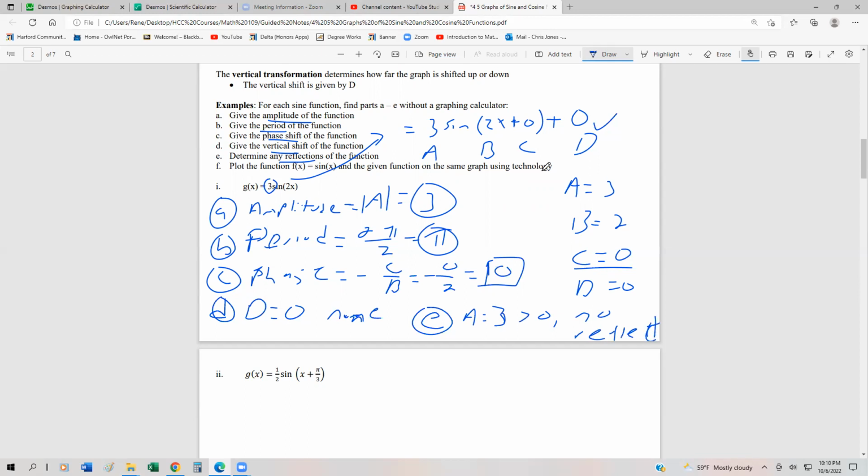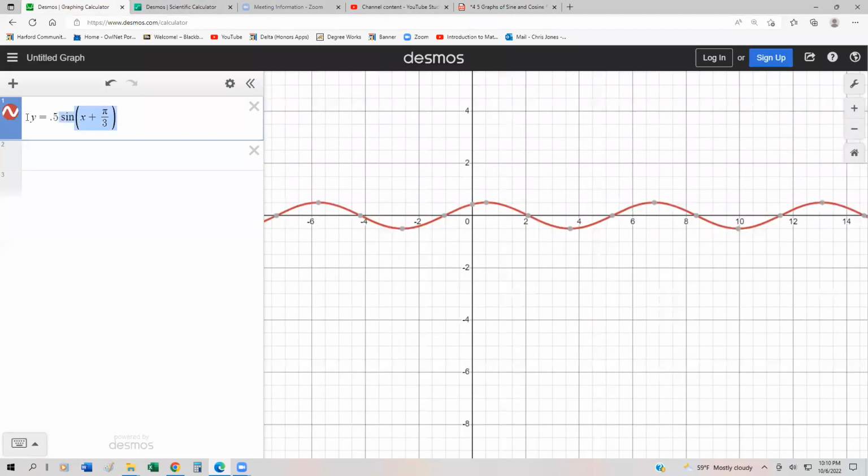Now what we can do is go ahead and graph these two functions just to see what's going on with this. I'm going to plot the original sine function, and then I'm going to plot 3 sine of 2x on the same graph.